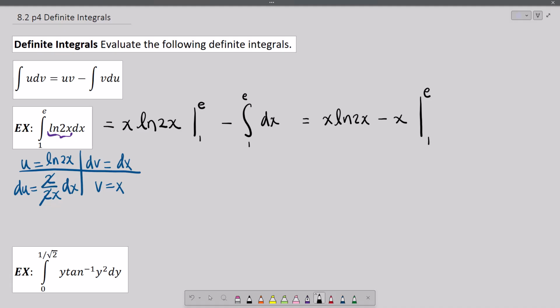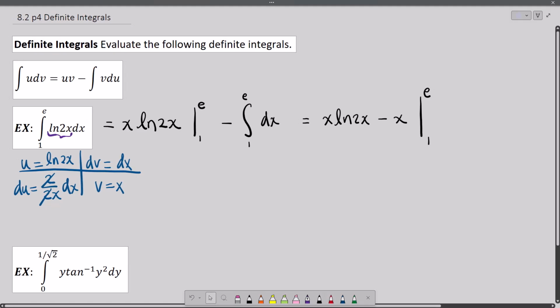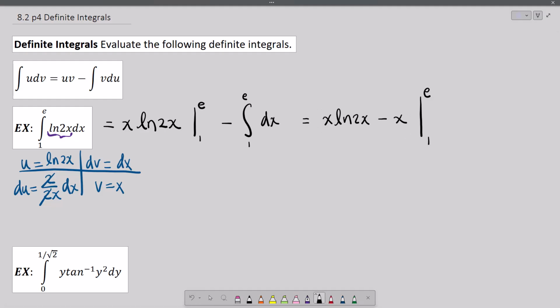Now with this integration notation here, it might be clearer if we put this thing in parentheses, but we just don't do it. So I won't do it. This just means everything in front of it gets evaluated at e, evaluated at 1, and subtract the 2. So any questions getting to this stage?